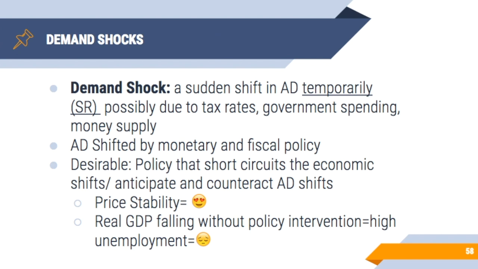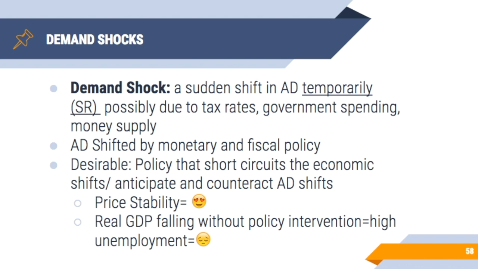There are two types of shocks, the demand and supply shock. Shocking, right? Ha ha ha! Okay, anyway, so the demand shock, true to its name, is a sudden shift in the AD curve temporarily, or in the short run, possibly due to changes in tax rates, government spending, or the money supply.